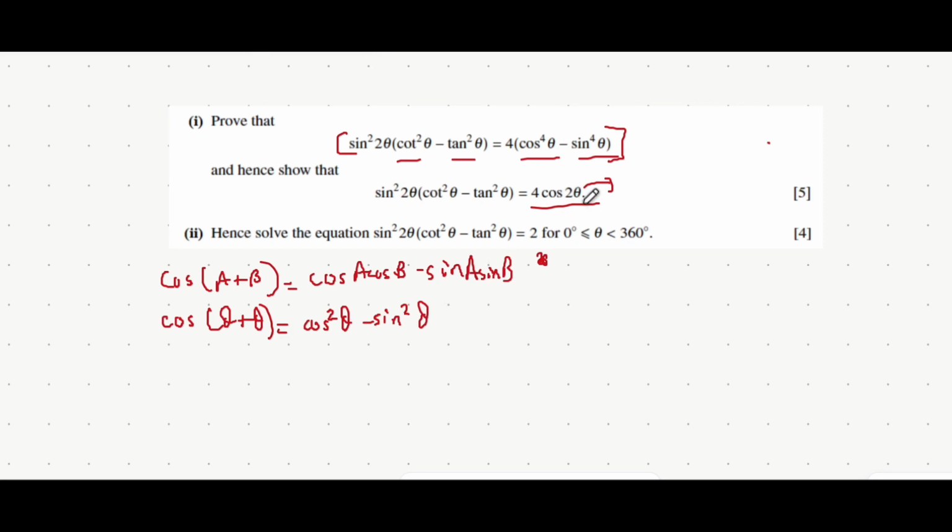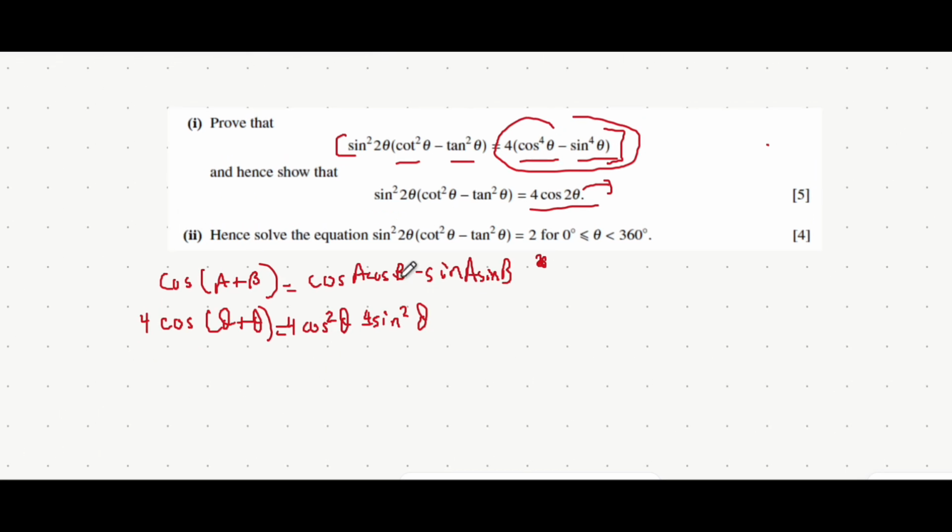Now what's the use in writing out cos 2 theta? It sort of gives you an idea of what you want to get to. So by the way, we're multiplying it by 4. So it's 4 cos squared theta minus 4 sine squared theta, meaning we somehow want to show that this whole thing here equals this, because then we can say it's also equal to 4 cos 2 theta.